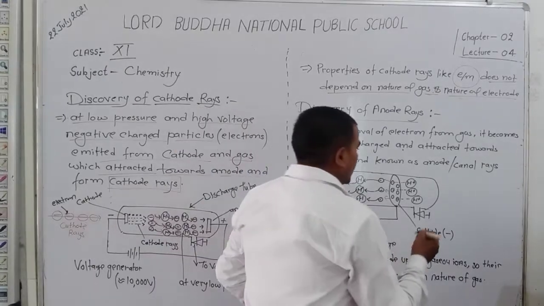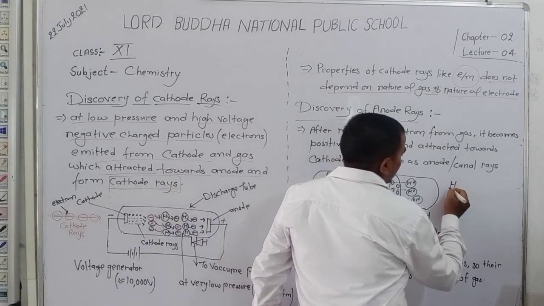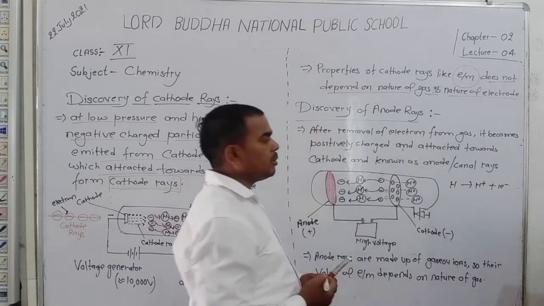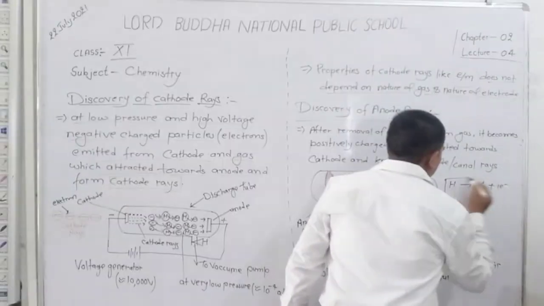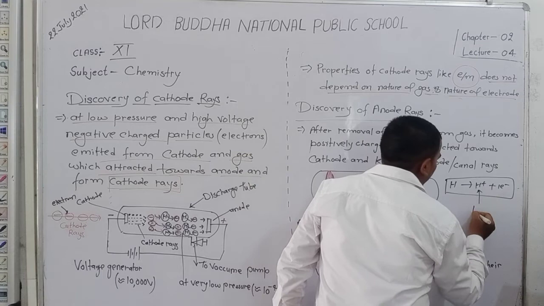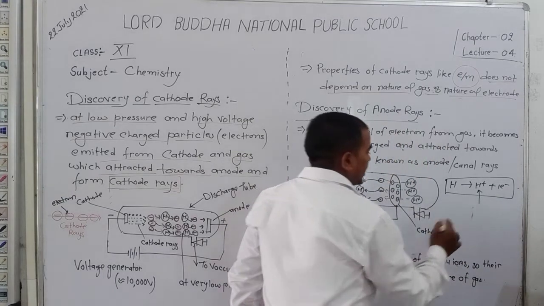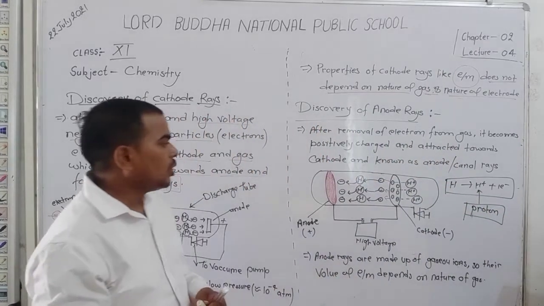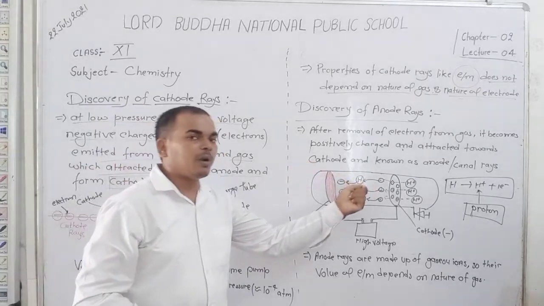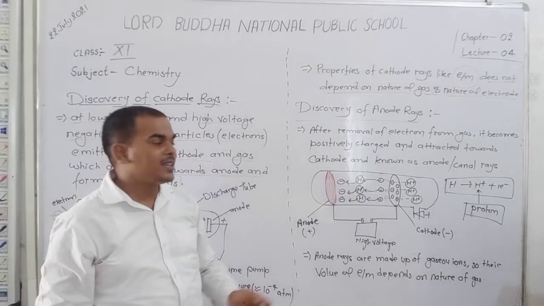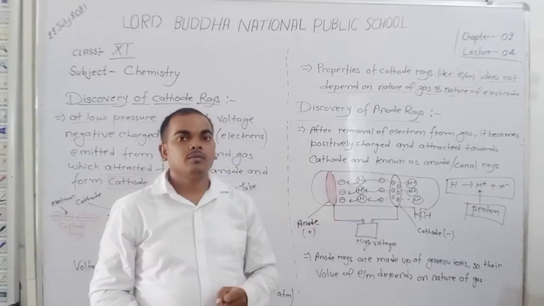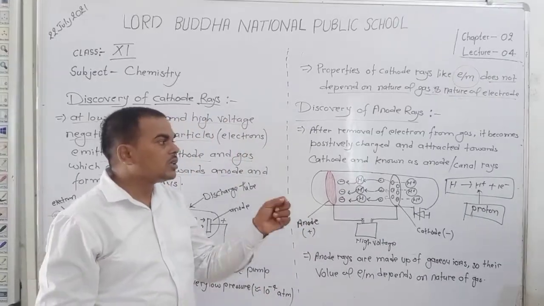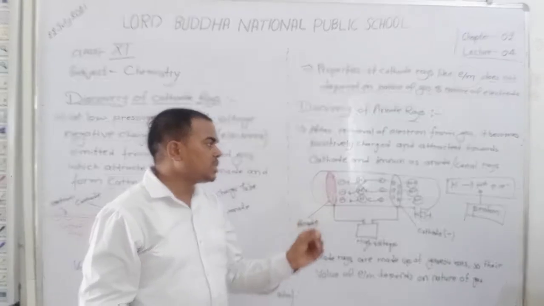Dear student, after emission of an electron, hydrogen becomes H+. H+ is known as the nucleus of hydrogen, that is proton. The name of H+ is proton. It means when a negative charge particle, an electron, hits the hydrogen gas, it becomes H+ after losing its electrons, that means negative charge. It becomes H+, meaning proton.